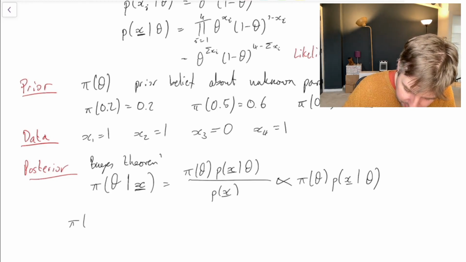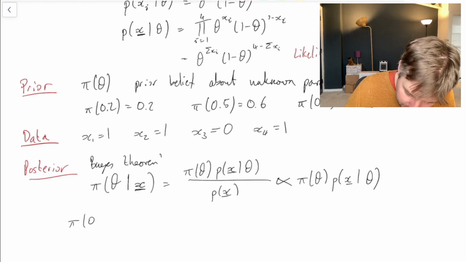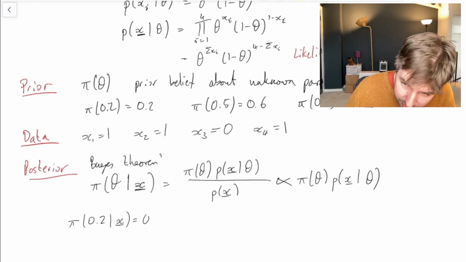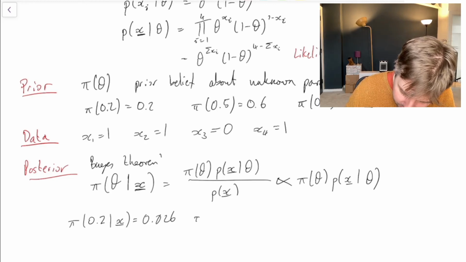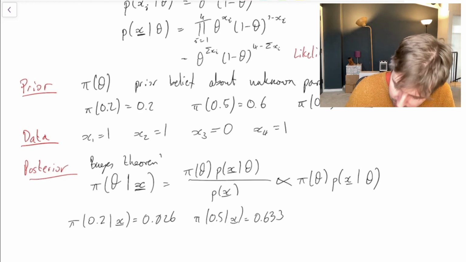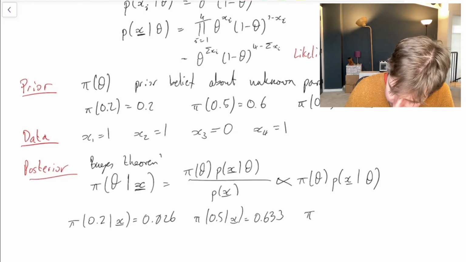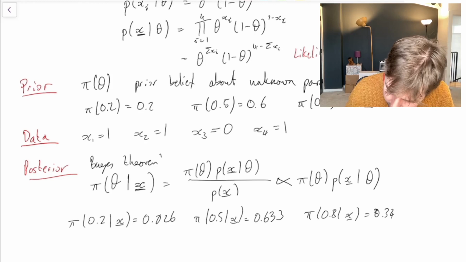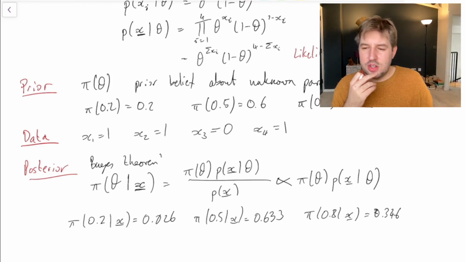So these came out as the posterior probability of 0.2 given our data became 0.26. The posterior probability of the fair coin given our data came out as 0.633, and the posterior probability of 0.8 given our data came out as 0.346. So that was the general framework.